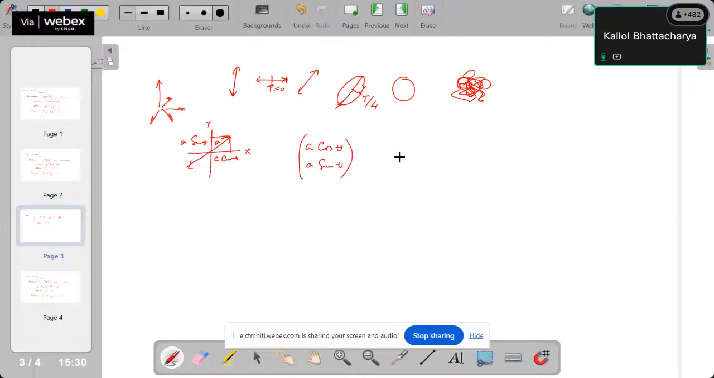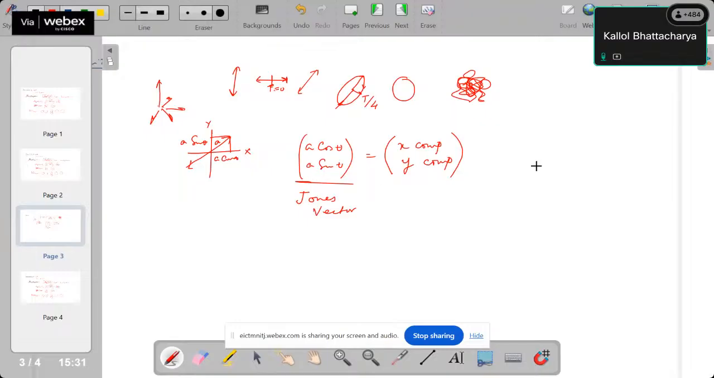So what are these? These are the x component and this is the y component. This vector is incidentally called the Jones vector. You will find reference to Jones vectors when you are doing quantum optics proper. It's extensively used in quantum optics. So what does the Jones vector represent? It's basically the x component and the y component of a linearly polarized light.